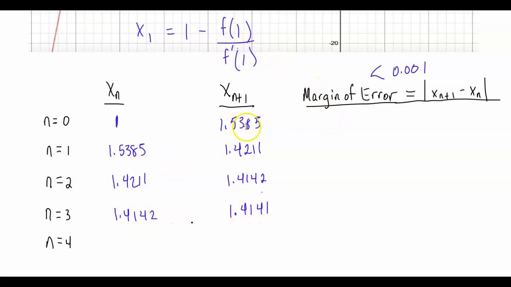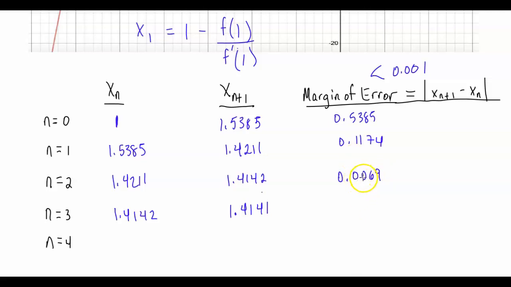And of course, the margin of error here would just be 0.5385. For this other one would be 0.1174. For the next one, it would be 0.0069, and of course not quite there.